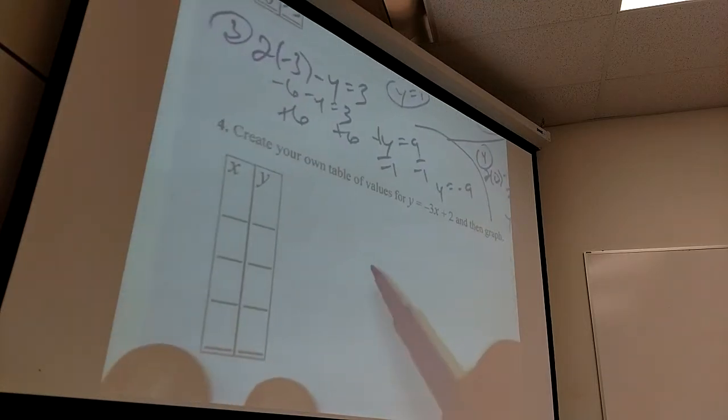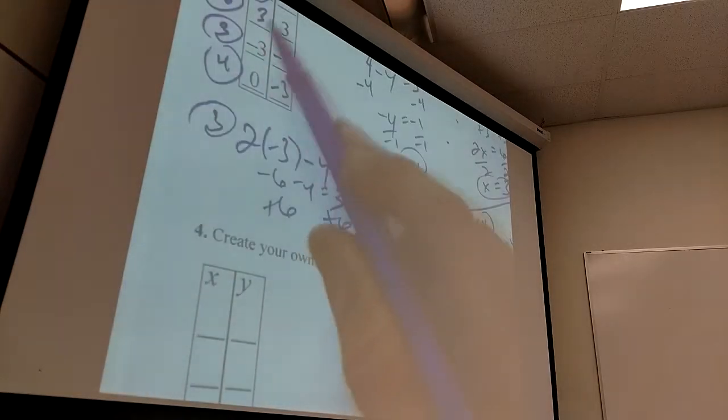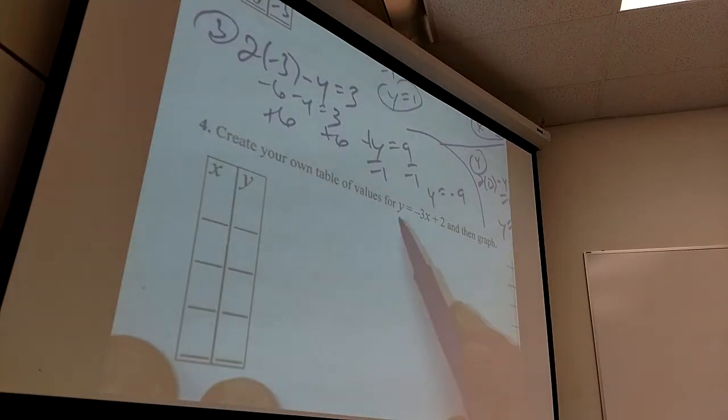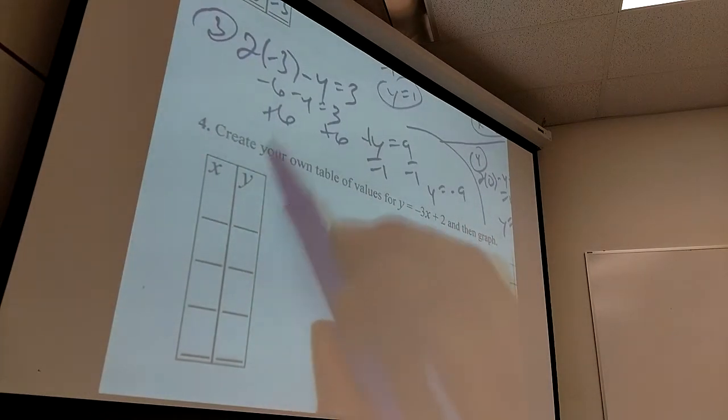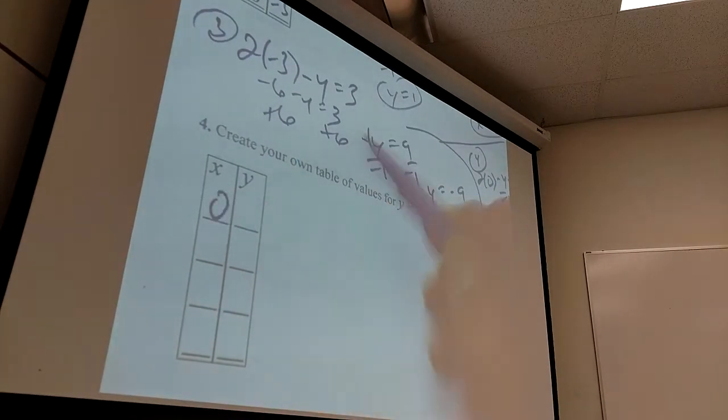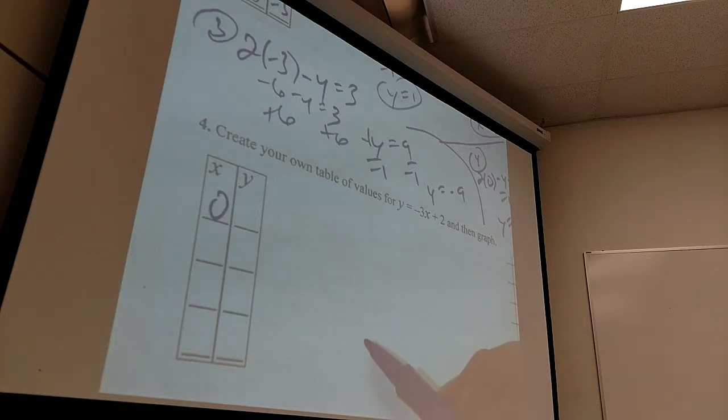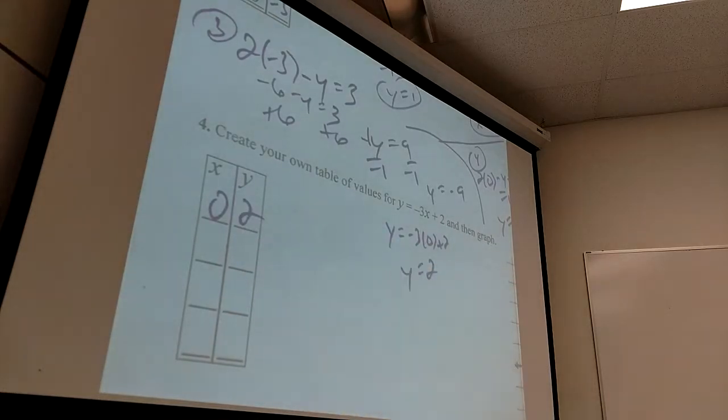And then finally, this one's easier to be honest. I know I gave you the numbers up here, but this one's easier because it's already solved for y. So I'm going to pick a bunch of numbers for x. And I pretty much always make sure that I use 0. It's a good one to pick. y equals negative 3 times 0 plus 2, so y equals 2.